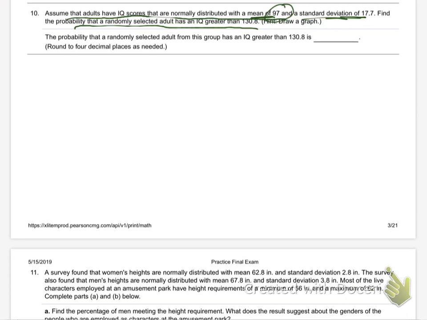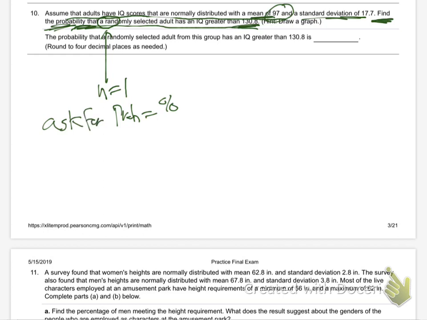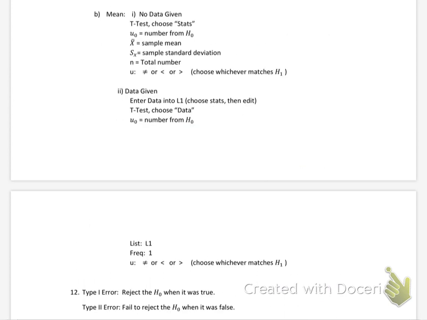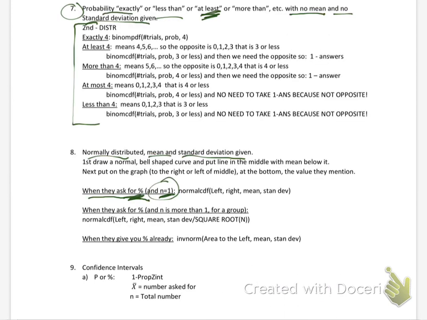Right, so they say mean, standard deviation, probability that a randomly selected adult, that's n equals 1, has an IQ greater than 130. Find the probability is always a percent, isn't it? So when they say find the probability, they're asking for a probability or a percentage and n equals 1. So we go back to the notes. They're asking for a percentage and n equals 1.